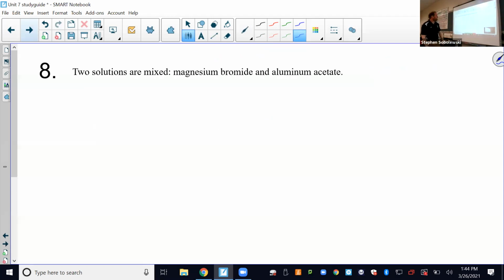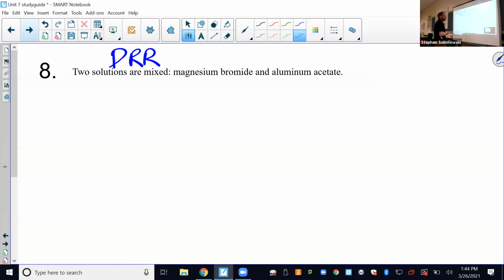Number 8, 2 solutions are mixed. I already know right off the bat it's going to be double replacement. Actually, I should be careful because if it said 2 solutions are mixed and one of them is an acid and one is a base, then it's going to be a neutralization. But for this one, I don't see any hydrogen or hydroxide, so I know it's going to be a double replacement reaction.